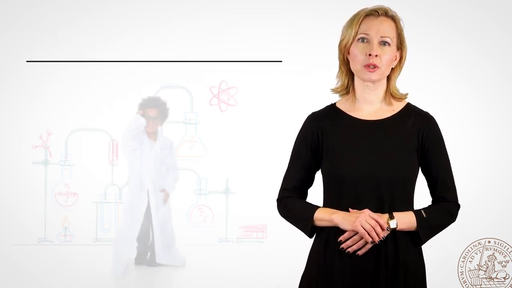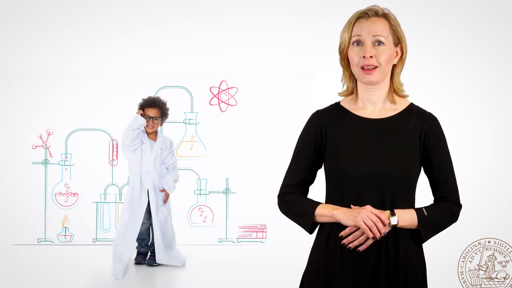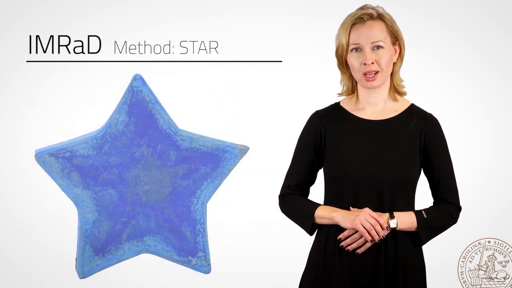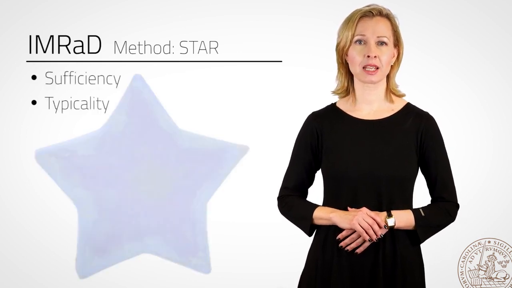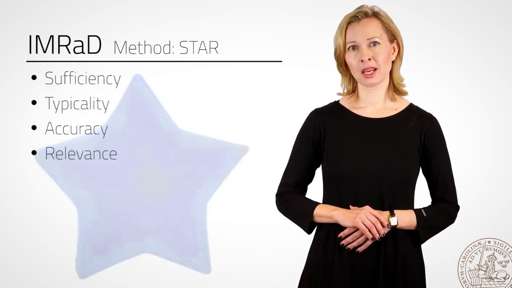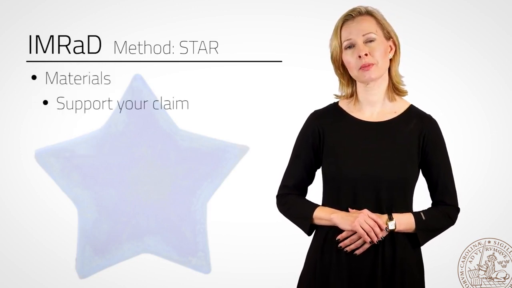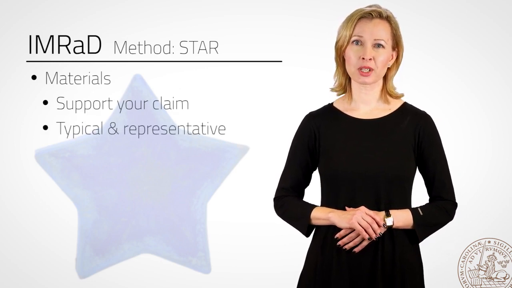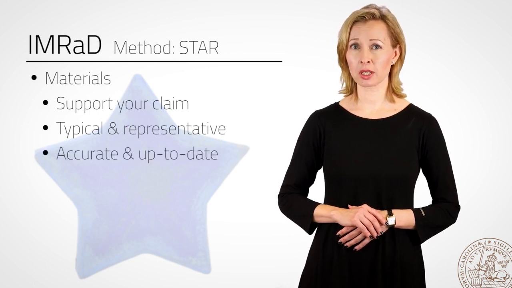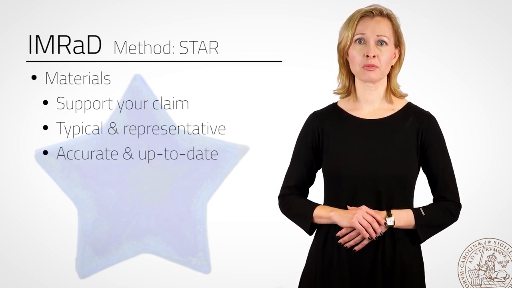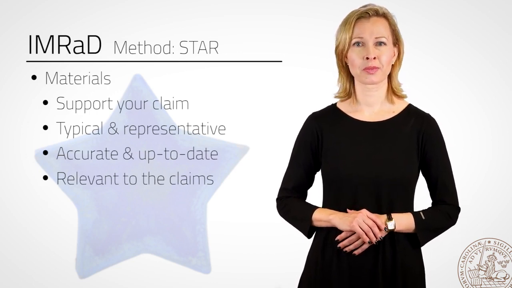It's important to make sure that the materials that you use meet what rhetorician Richard Fulkerson calls, and yes, we have another acronym coming up, the STAR criteria. STAR stands for sufficiency, typicality, accuracy, and relevance. The idea is that you should collect enough materials so that they truly support your claims. The materials should be representative and typical of what you're studying. The materials should be accurate and up to date. And finally, they should be relevant to the claims that you're making in your essay or research paper.